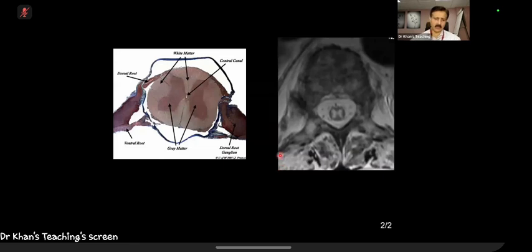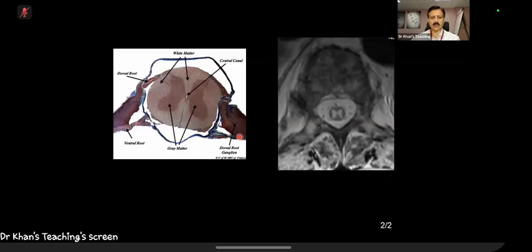Let me take over. Now, in the cord, we know that the pattern is vice versa than the brain. The gray matter is central and the white matter becomes peripheral. We have got two arteries, rather three arteries. Anterior spinal artery is single and posterior spinal arteries are two. Key exam point to remember.